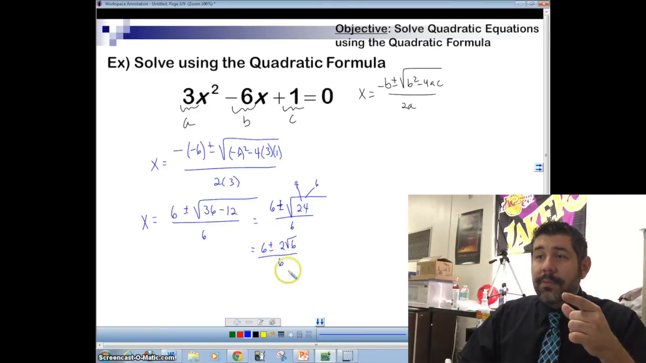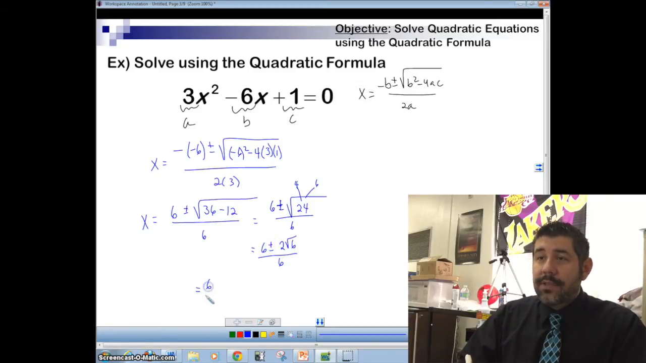Now, here's the thing with simplifying these. You cannot just simplify and cross out these 6's. You need to simplify this one and this one, because remember, this is 2 answers. This is 6 over 6 plus or minus 2 root 6 over 6. So I can separate these into 2 answers, 6 over 6 plus or minus 2 root 6 over 6, which is going to give us 1 plus or minus root 6 over 3. All right, and this would be our answer.